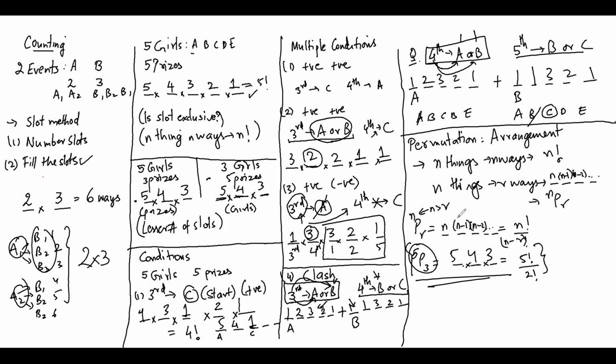Okay, so now let's move on to the next part, which is, instead of arranging, what if you are choosing? Things are a little different here. Let's say you have 3 girls and you have to make a team of 2 girls. Again, if I use the slot method here, I'll have 2 slots. I can choose the first girl in any 3 ways, and the second girl in any 2 ways. So the answer should be 6.